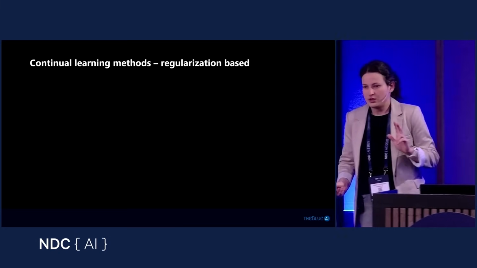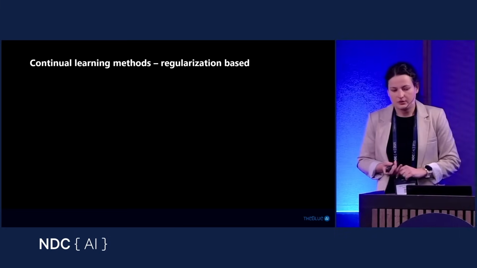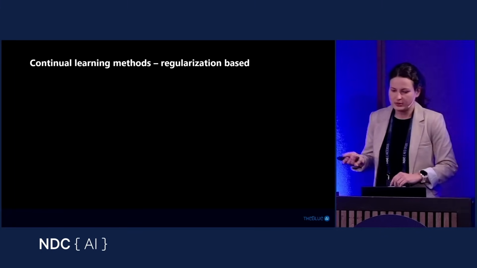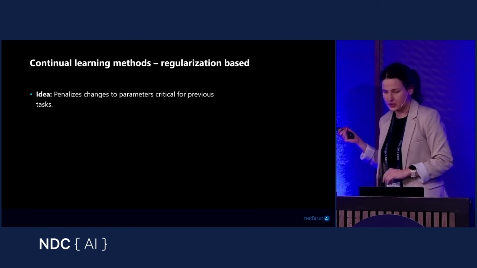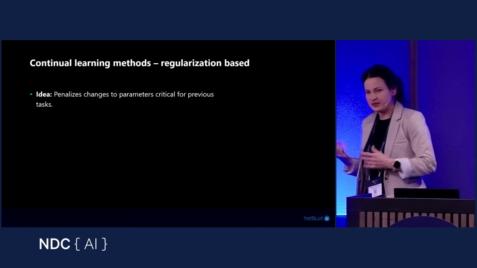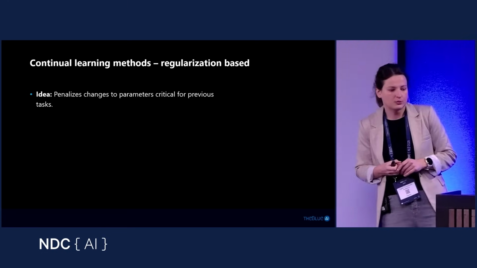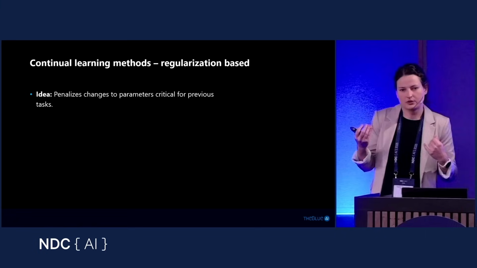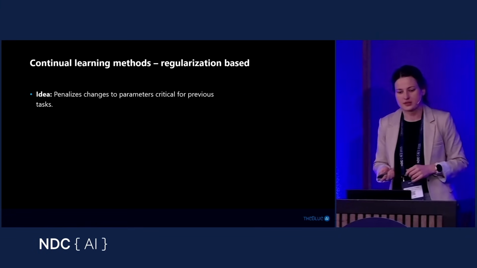So we have three main methods that we can use in continual learning. First of them is the regularization-based methods. The idea here is that we can penalize the model in the moment when it wants to change the weights of the neural network that are critical for the previous tasks.